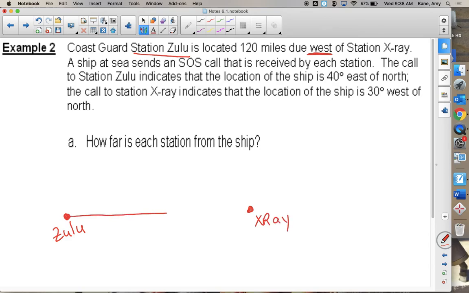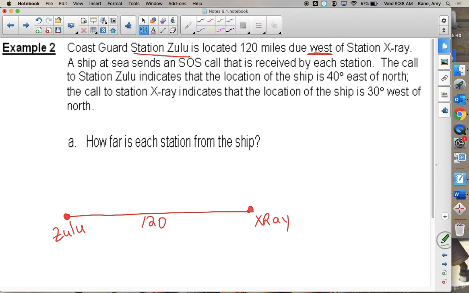And that distance in between is 120 miles. The next piece of information talks about some bearings. So starting with Zulu, it says the location of the ship is 40 degrees east of north.